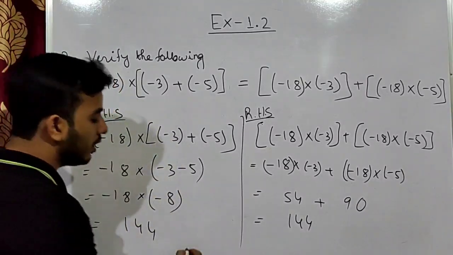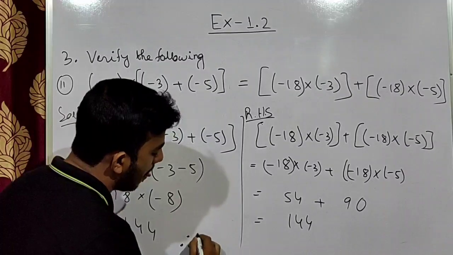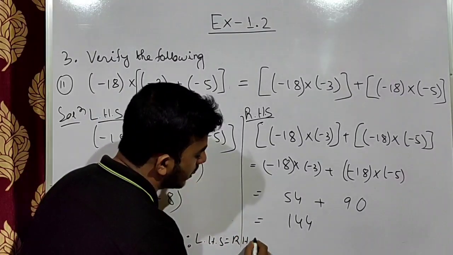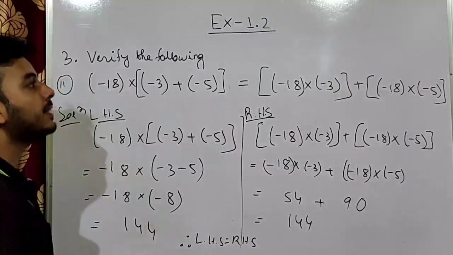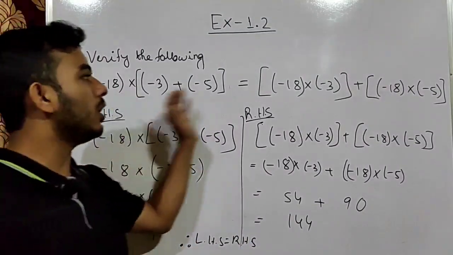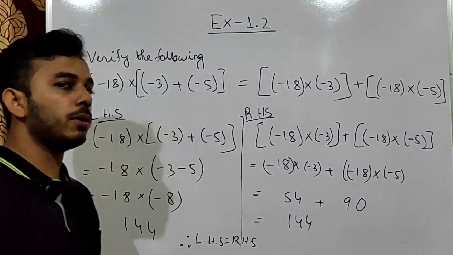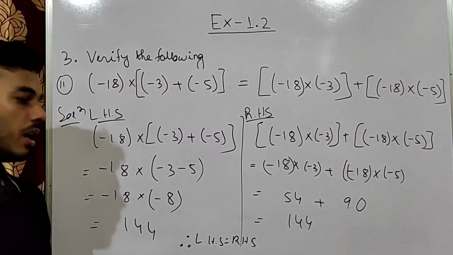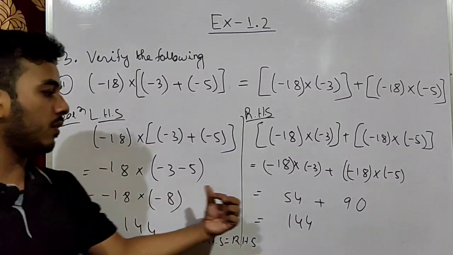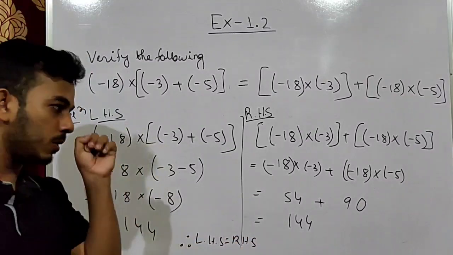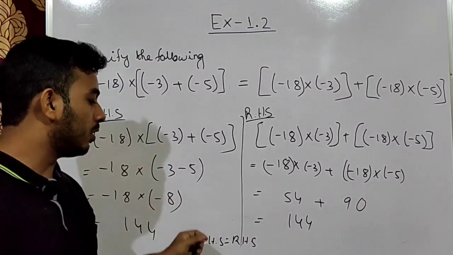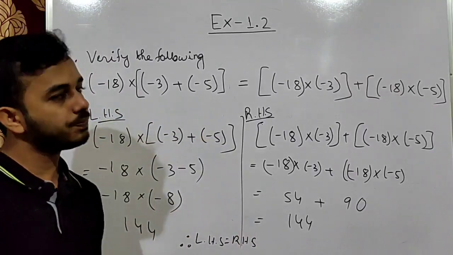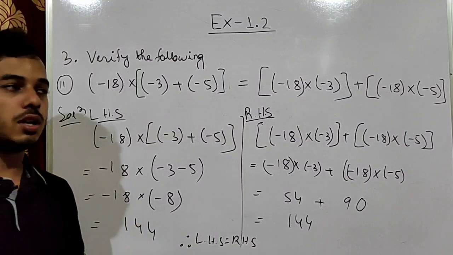So can we write therefore LHS equals RHS, and after that you can write hence this one equals this one. So this is how we can verify whether LHS equals RHS or LHS not equals RHS. If this was any other number, in that case we will write since LHS not equals RHS, therefore this not equals this. These are very easy questions, right?